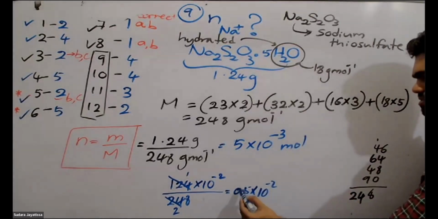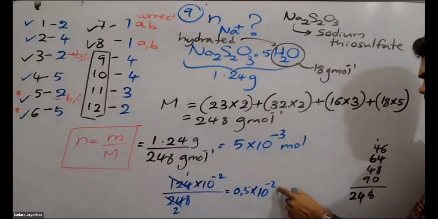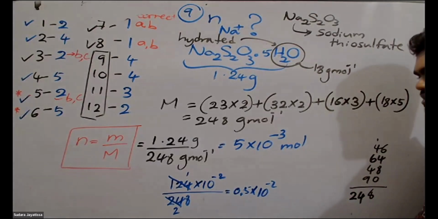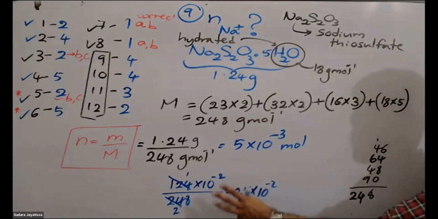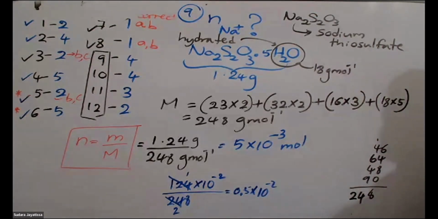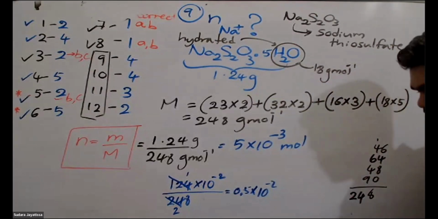Because when you take the decimal point to the right side, the 10 to the power minus value increases. Just remind yourself of your O-level theories. I think this stuff is not that difficult. Anyway, this is the number of moles of this compound. So what the question is asking is the number of moles of sodium.